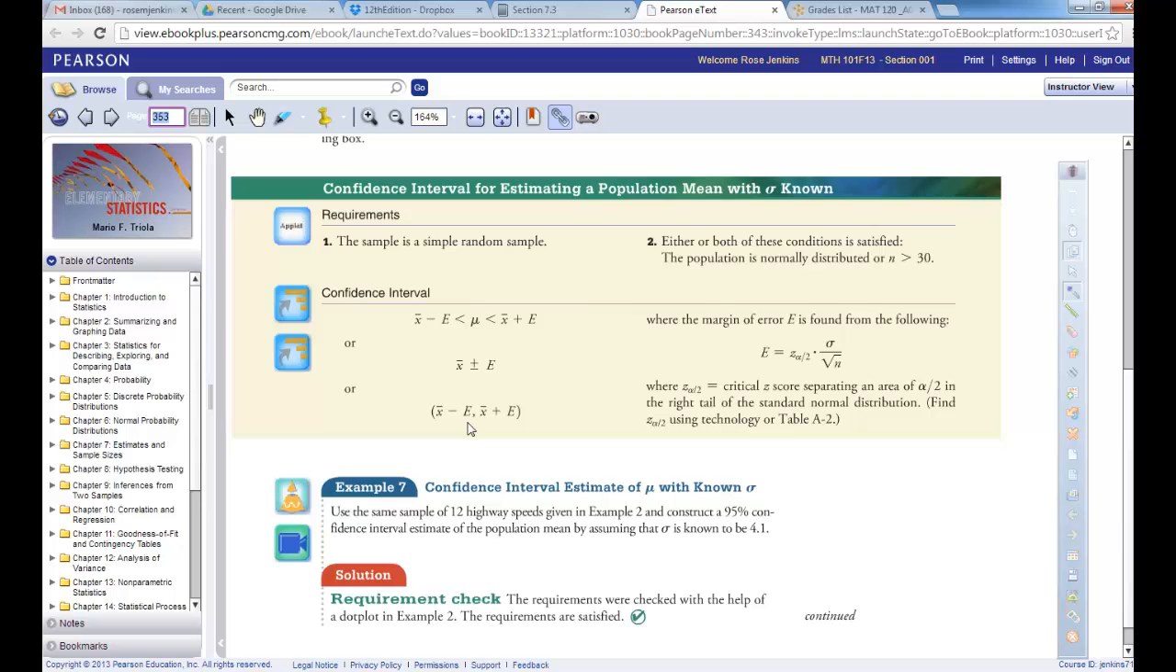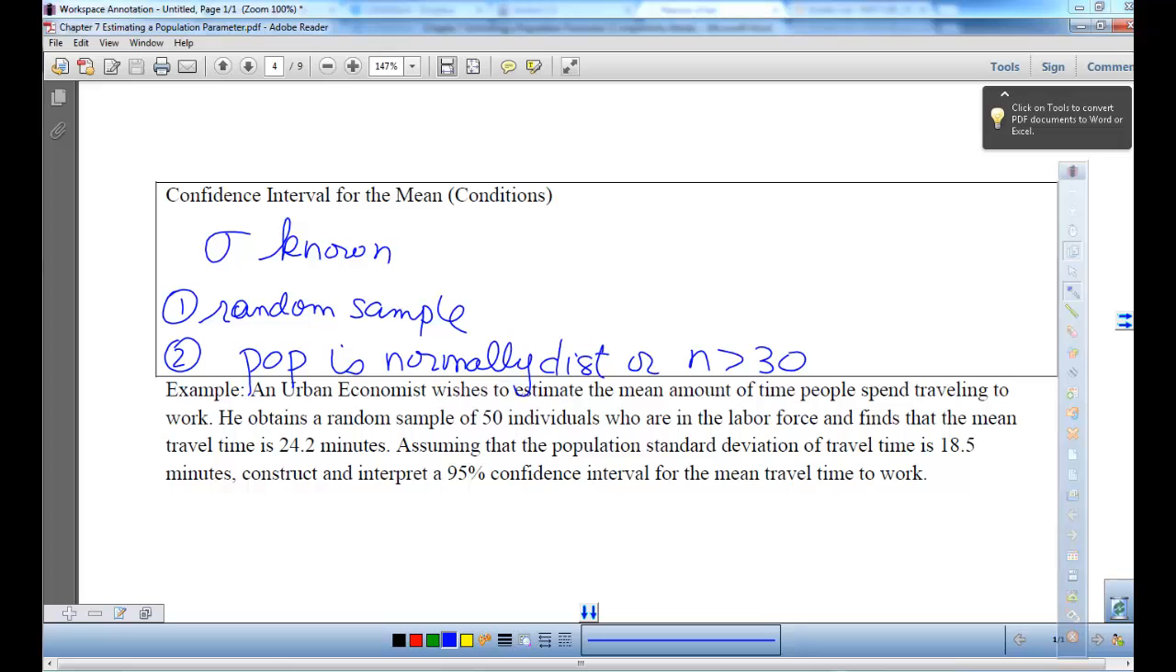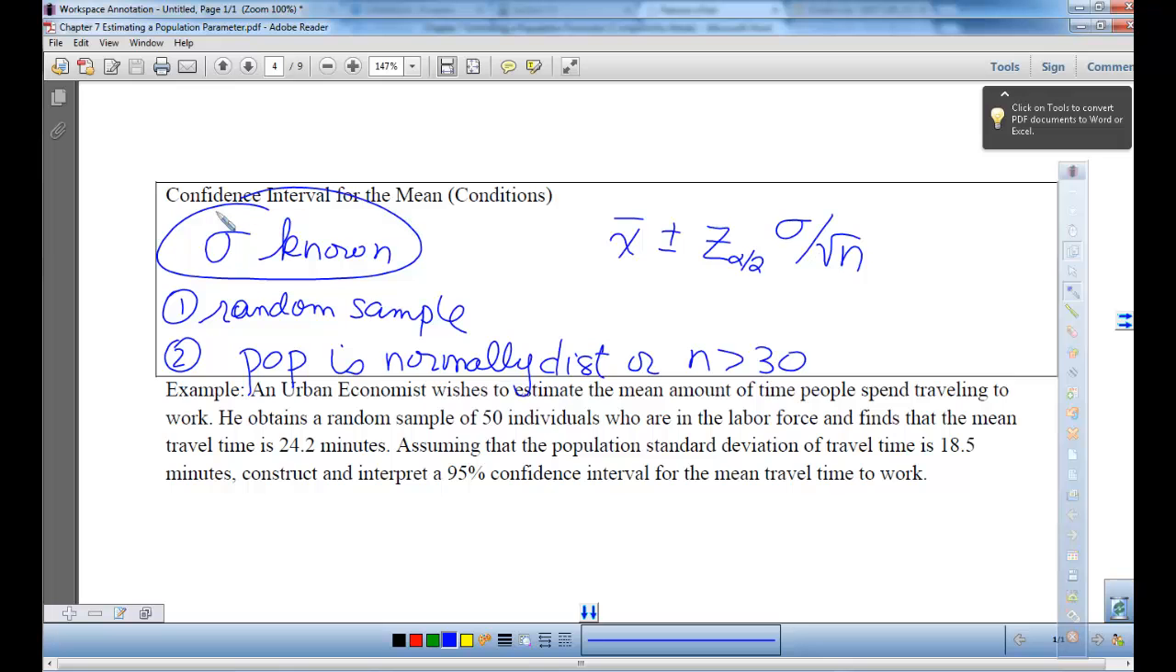So the formula is: confidence interval for the mean is x bar plus or minus z alpha over 2 times sigma over the square root of n. And this is, again, when sigma is known. We're going to have similar conditions when sigma is unknown. The only thing that's going to be different is that instead of doing a z interval, we're going to talk about a t interval, which we haven't looked at yet. So how does this work?